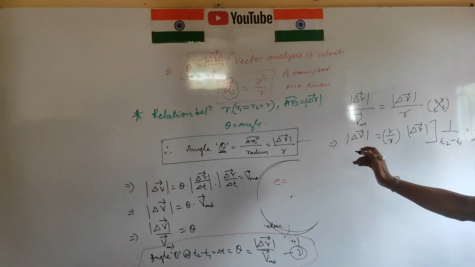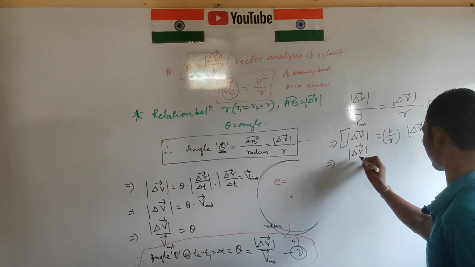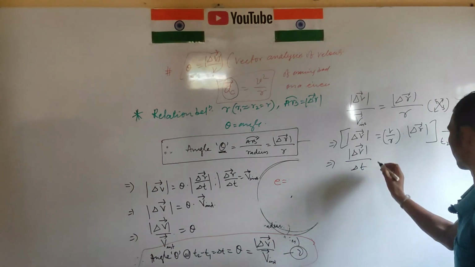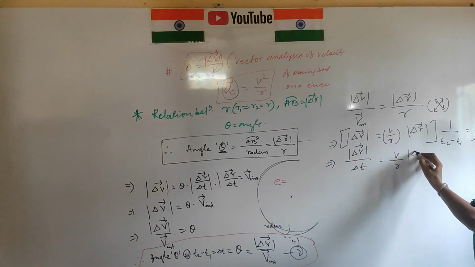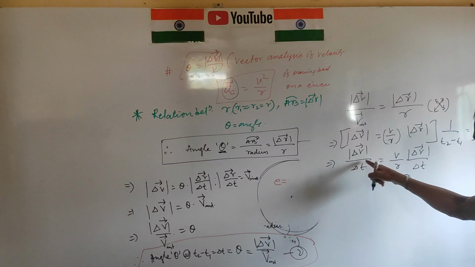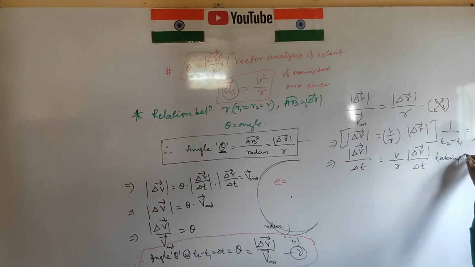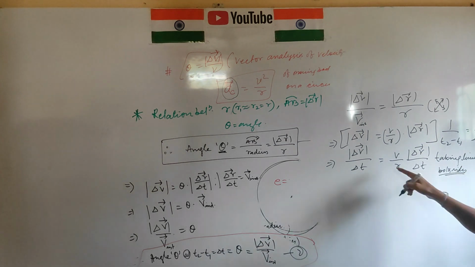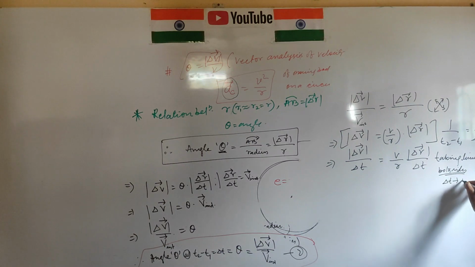So divided like this: delta V over delta T, and this is V upon R, that is delta R upon delta T. Here we are taking the limit on both sides, delta t tends to 0.